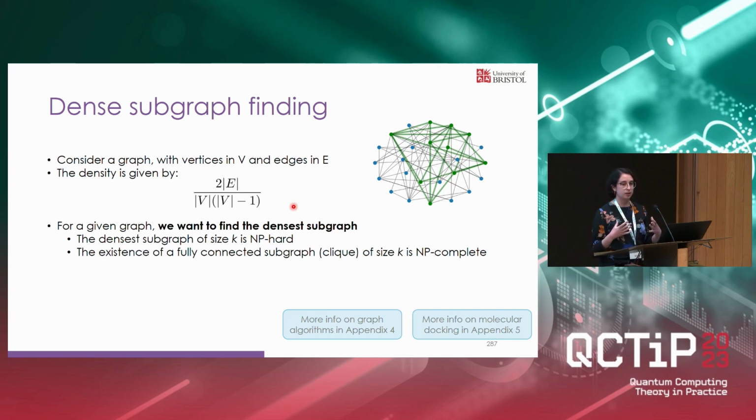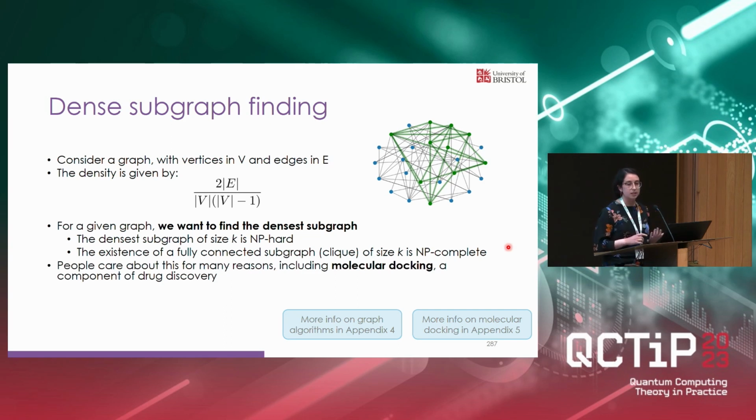So the problem that I'm trying to solve is, I'm going to give you some graph, and I'm going to give you some number k, and I'm going to ask what subgraph, so what subset of vertices of size k, is the most dense, so has the most edges in it. This is an NP-hard problem to solve, so therefore we don't expect a Gaussian boson sampler to be able to solve it with 100% accuracy in polynomial time. It's a generalization of an NP-complete problem, which is clique finding, so saying, is there a fully connected subgraph of size k?